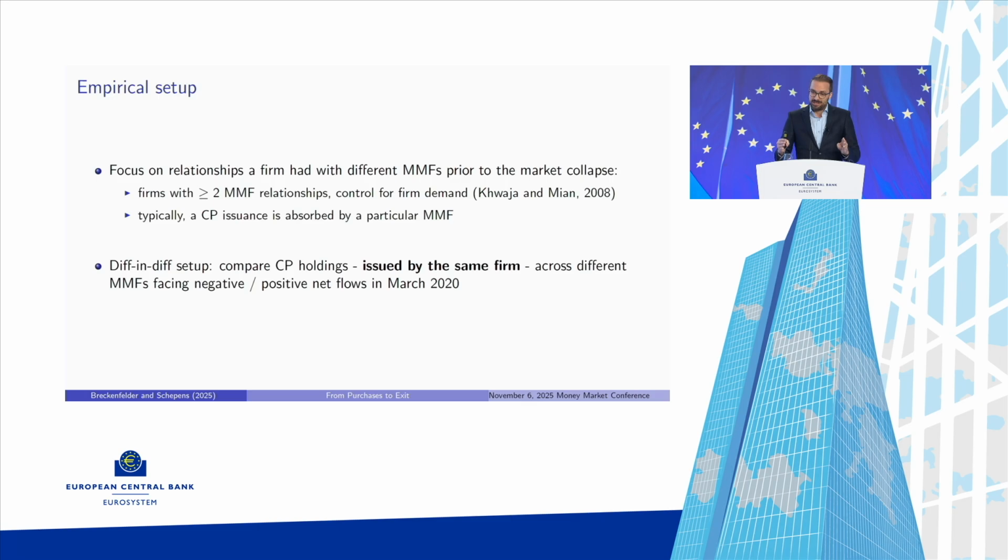And the feature of commercial paper helps us here because typically commercial paper issuances are absorbed by a particular money market fund in full. There's a very concentrated ownership here. So this is a different diff-in-diff setup that compares commercial paper holdings issued by the same firm across money market funds facing negative versus positive net flows in March 2020.